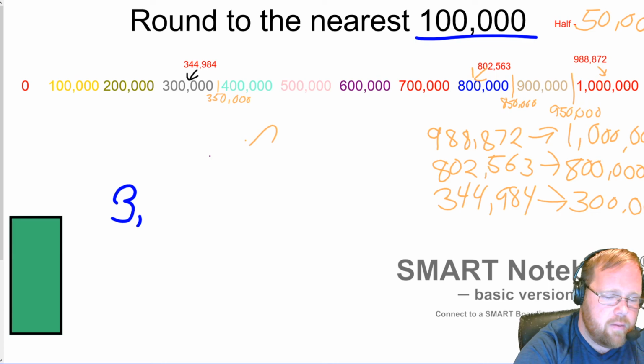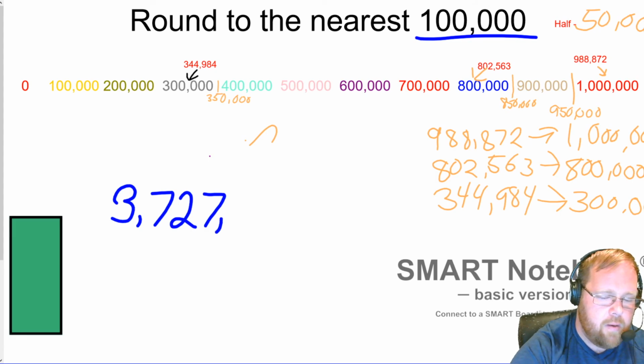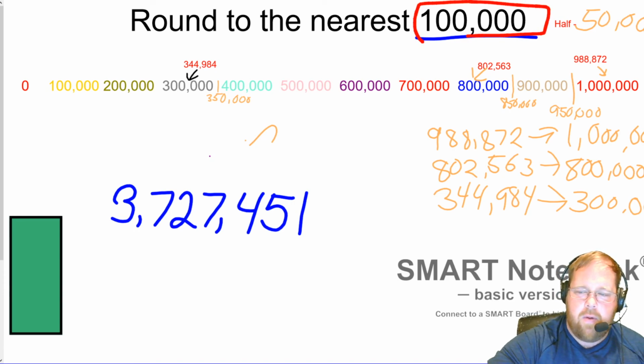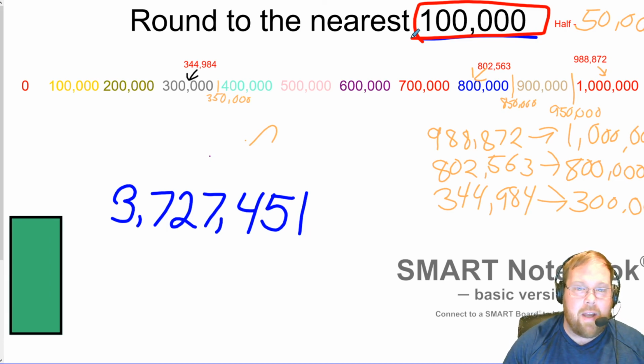3,727,451. So thousands, comma, millions, comma. Now you take as much time as you need to round to the nearest 100,000. Ready, go. Okay, and you pause the video, and now you're back to check your answer, or you never paused it and you just want to do it with me. That's even better. Okay, so we have to find the 100,000 spot.